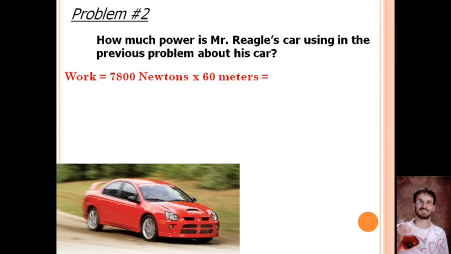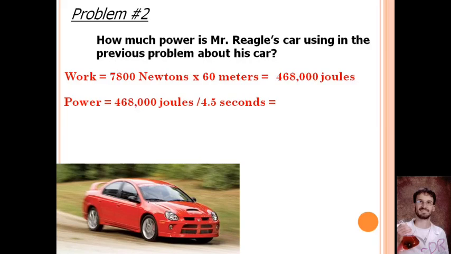Well, the work we figured out was 7,800 newtons in the 60 meters, which gives us the 468,000 joules. Well, power is joules divided by time. What was the time? How long does it take the car to accelerate from 0 to 60? It was 4.5 seconds. So if we have the work in the certain amount of time, we can figure out that my engine is 104,000 watts. So I have a 104,000 watt engine, or 104 kilowatt engine.